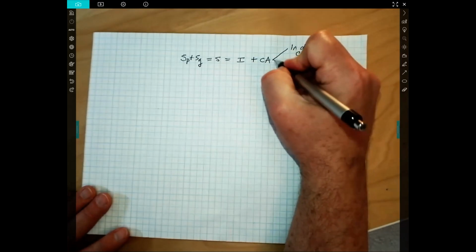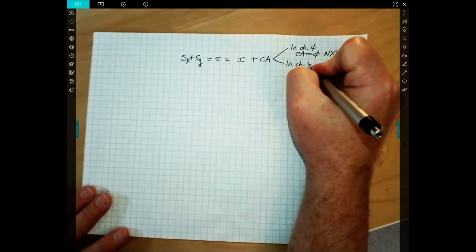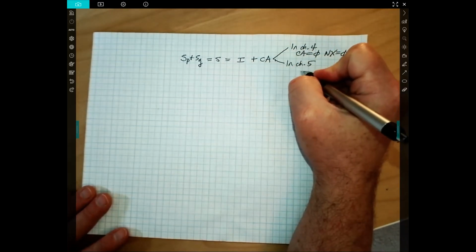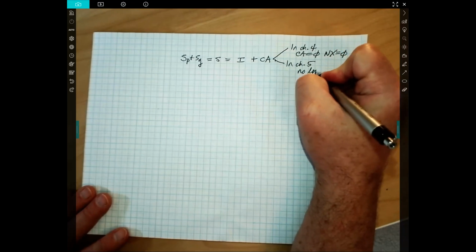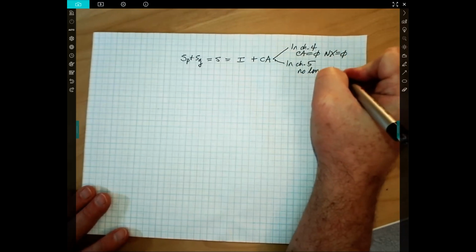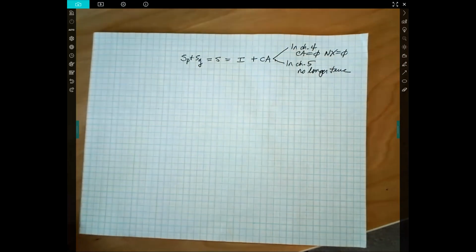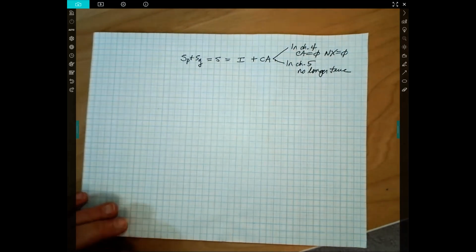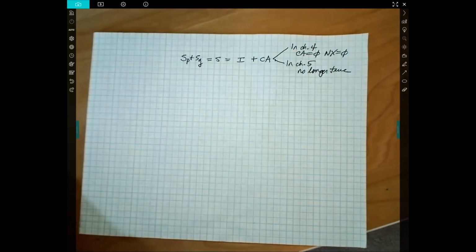In chapter 5, that's no longer true. It could be 0, but they could just match each other. But we have imports and exports. We have another country. So what does the uses of saving identity tell us? I'm pulling up the question over to the other screen so I can see it.